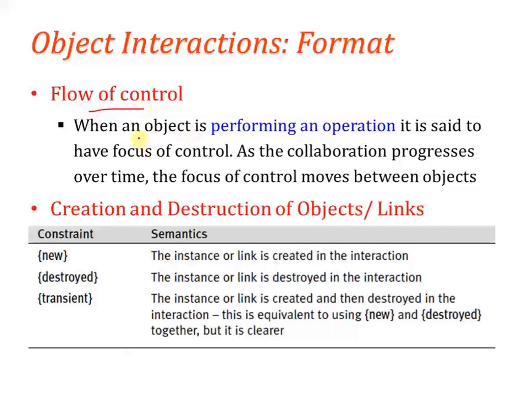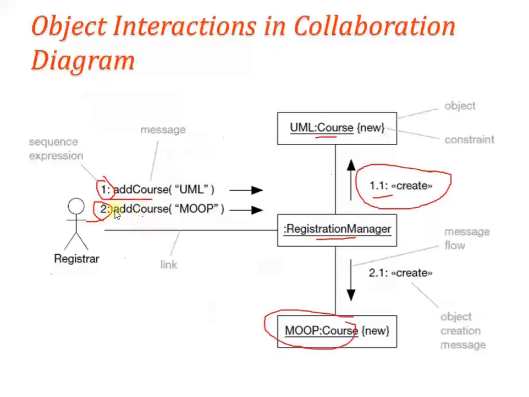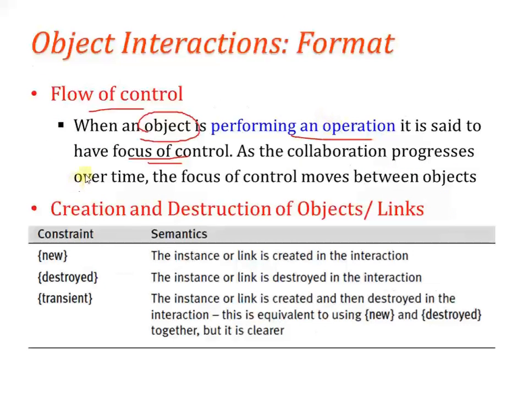Flow of control is going to point out the object which is currently performing any operation. So any particular object which is currently doing the operation is said to have the focus of control. For example, when the first message, that is add course, has been triggered, register is going to have the focus. After that is done and before create message has been triggered, registration manager is going to have the focus. And after 1.1 is triggered, you can see UML course is going to have the focus. Such a thing is called focus of control.